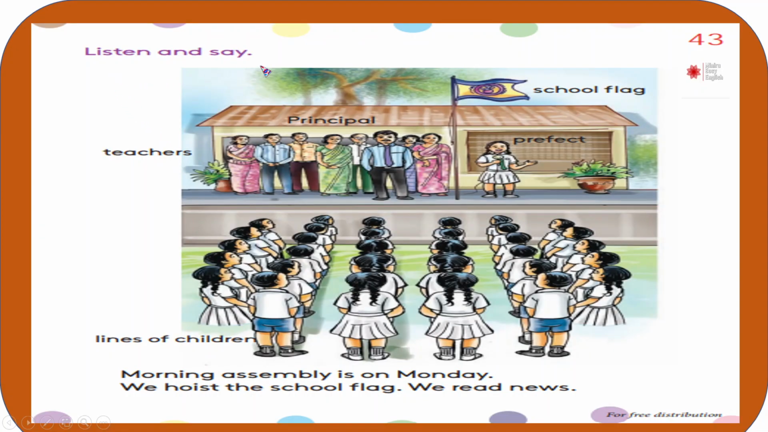Listen and see. Teachers, principal, school flag, prefect, lines of children. There are 1, 2, 3, 4, 5, 6 lines. Lines of children. Let's see again. Teachers, principal, school flag, prefect, lines of children.